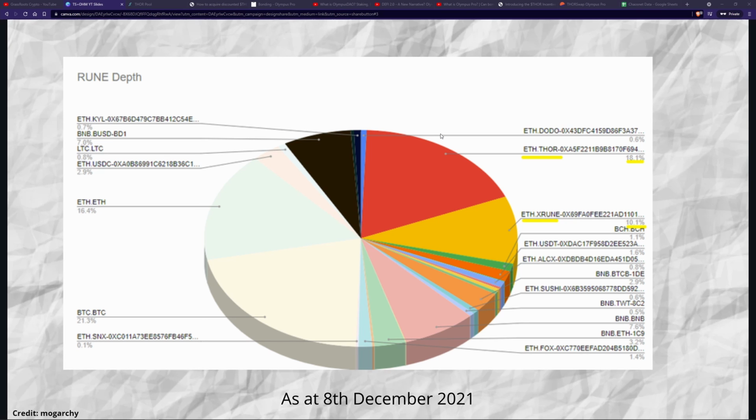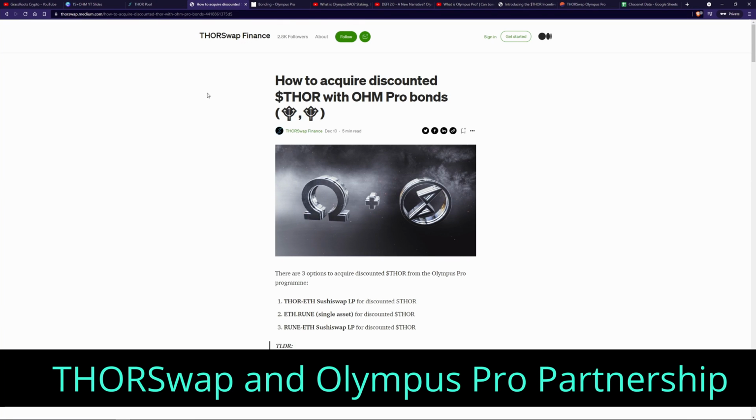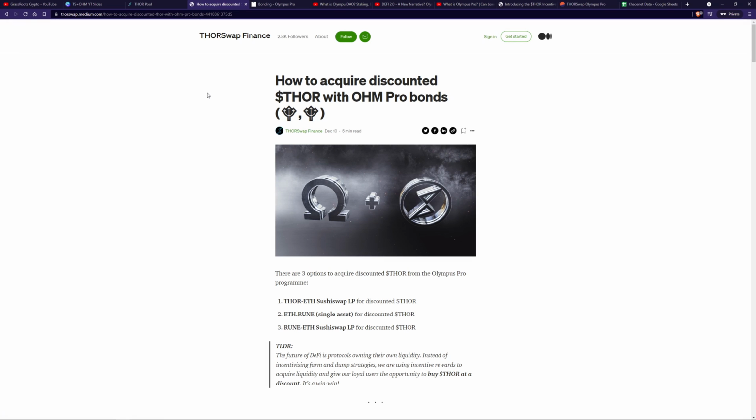In what happened to be very good timing, THORSwap released its partnership with Olympus Pro. You can read all about it here. On the surface, it just looks like a good way to get cheap THOR token, but there's much more to it when you start to dig into it. So let's have a look at the details.